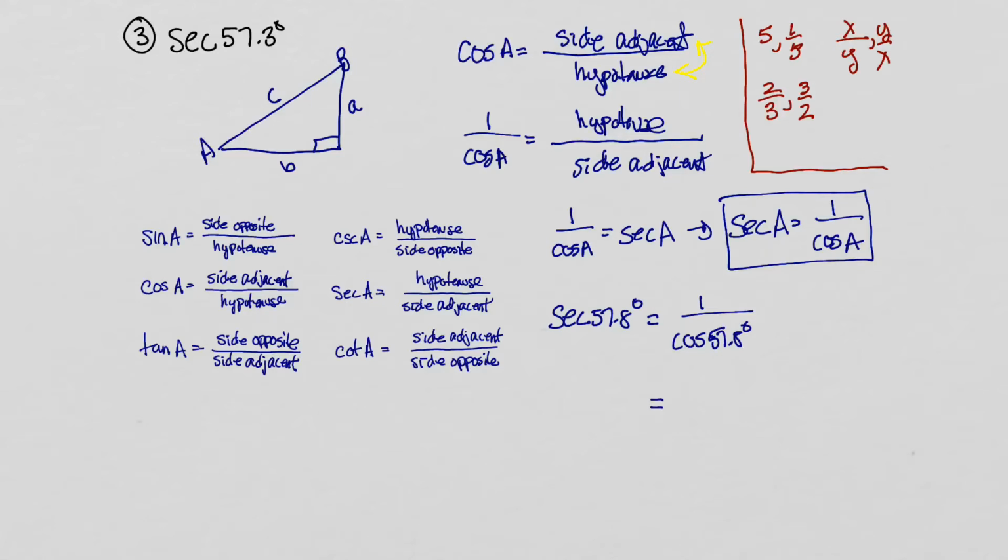And this, on my calculator, now here's what I did. Here's what I typed in on my calculator. I just typed in what I'm seeing here. I typed in 1 divided by, I pressed the cosine key, that gave me a parentheses. I typed in 57.8 and closed the parentheses right above the 9, and that gave me 1.8766, I'll round to 4 decimal places. So now I've got that the secant of 57.8 degrees is 1.8766.